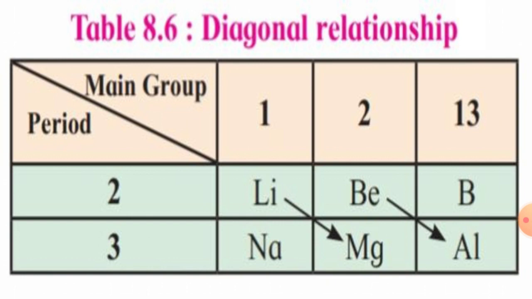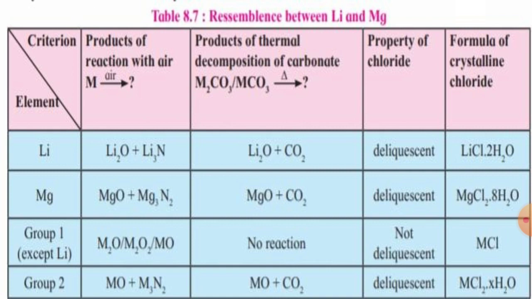Similarly, beryllium belongs to group 2. It shows a diagonal relationship with the group 13 element belonging to the third period, that is aluminium. So lithium shows a diagonal relationship with magnesium, while beryllium shows a diagonal relationship with aluminium. Here you see the resemblance between lithium and magnesium.